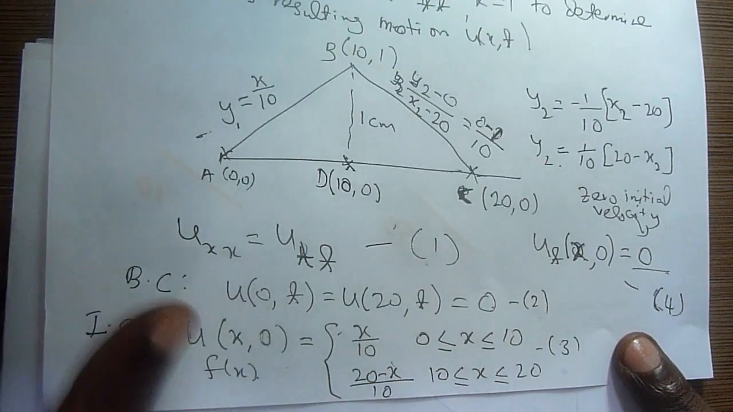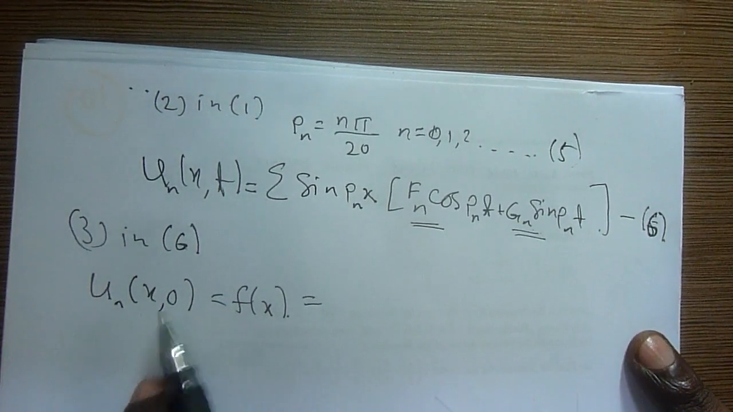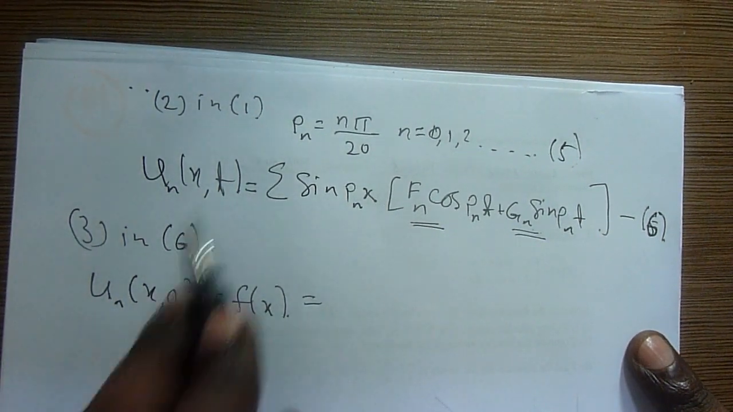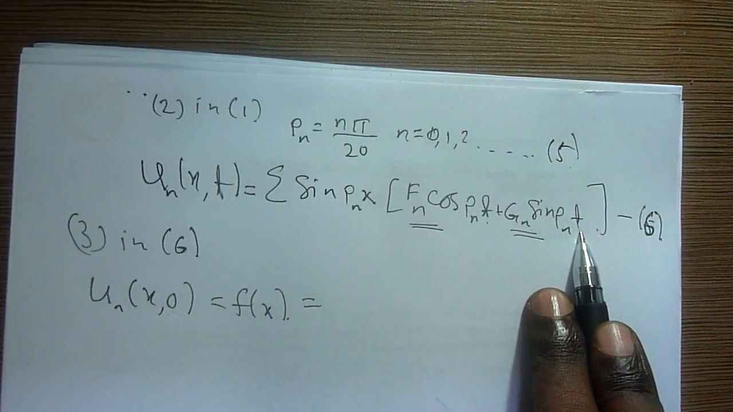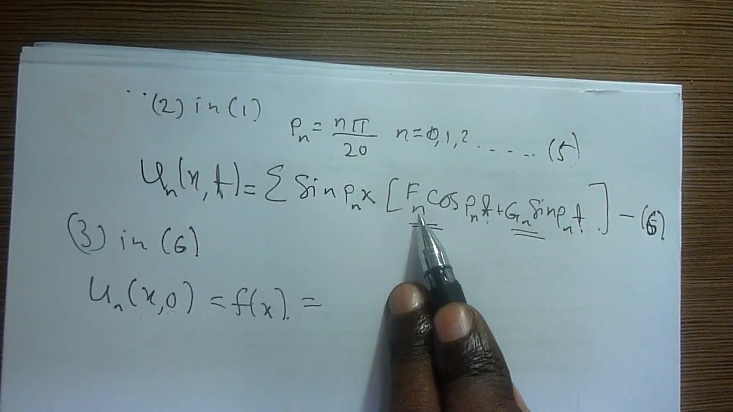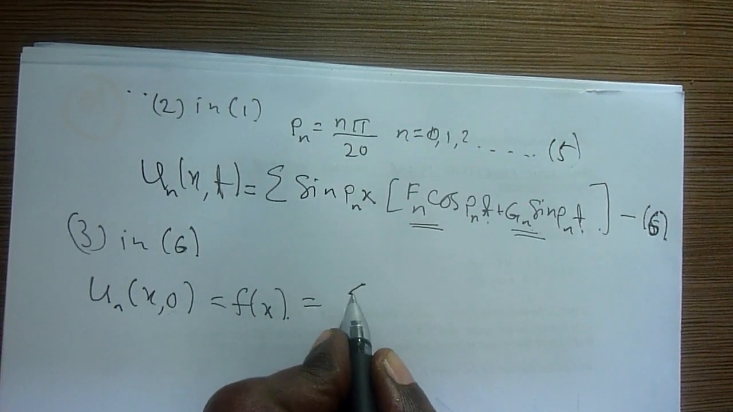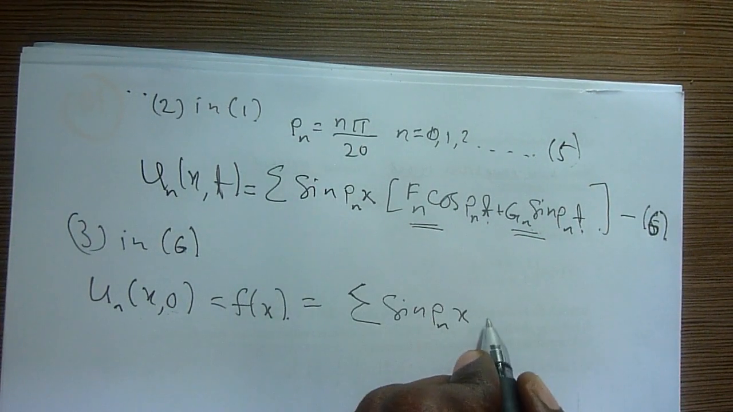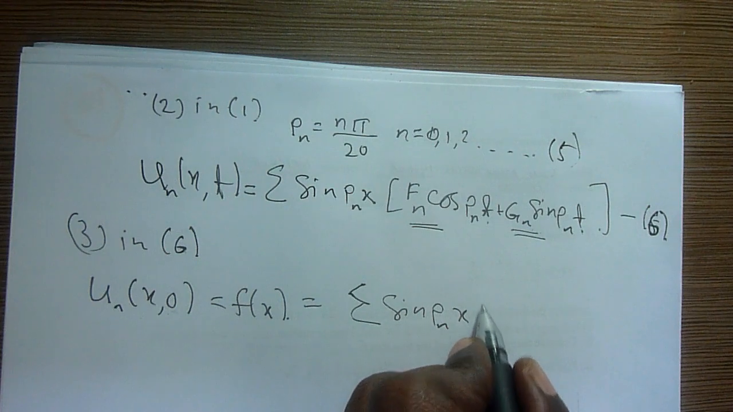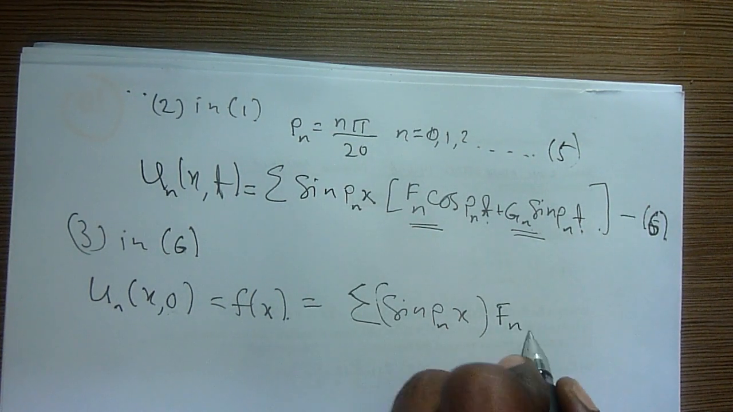This is fx, I call it fx, is equivalent to, if t is 0, you see, can you see this? t equals 0, t equals 0, therefore I get fn. Therefore my equation becomes like this: sine pnx, just this whole thing fn. Can you see that?